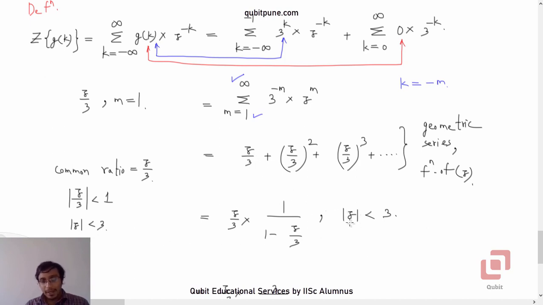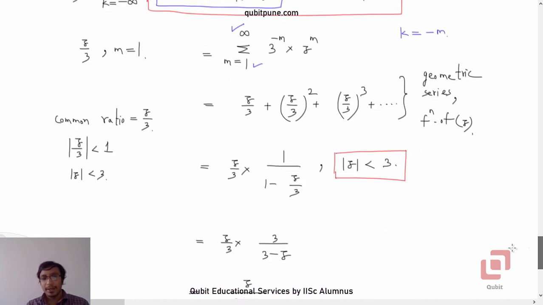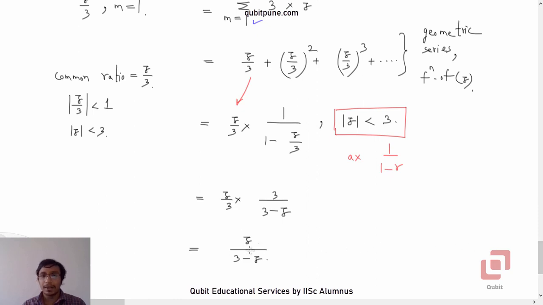If this condition is satisfied, that is, if mod of z is less than 3, then we can have a closed form of the infinite series, and that closed form is first term into 1 upon 1 minus r, or z upon 3 into 1 upon 1 minus z upon 3, because here both the first term and the common ratio are the same. If you simplify it, you will end up getting the expression z upon 3 minus z.